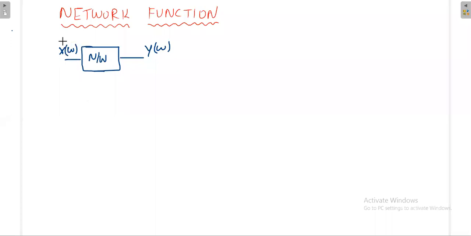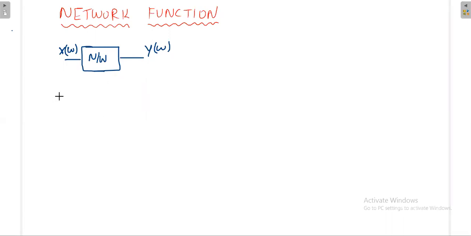And also one more thing: the input could be either a voltage or a current, and the output may also be a voltage or a current. So you may give input voltage and observe the output voltage, or give the input voltage and observe the output current, or in the reverse manner give input current and observe the output voltage, or give input current and observe the output current. So a variety of combinations are possible; generally there are four combinations.